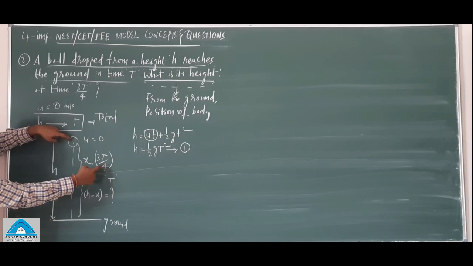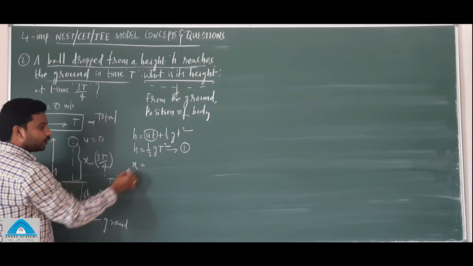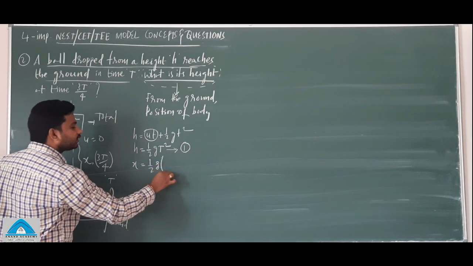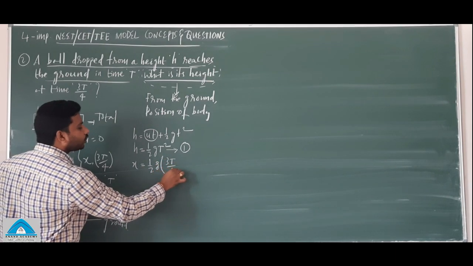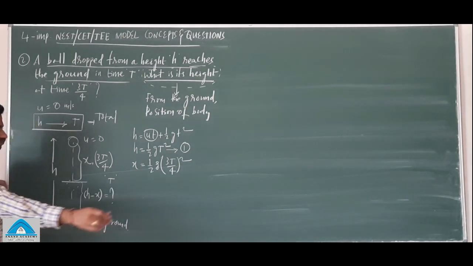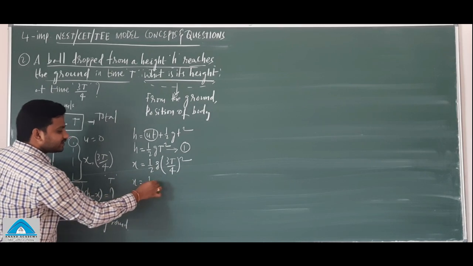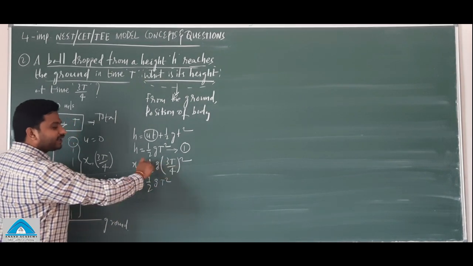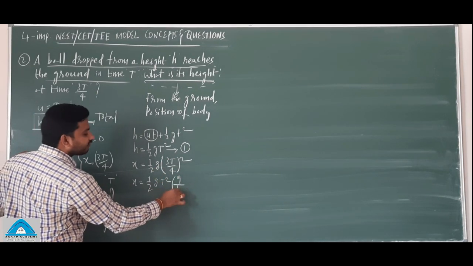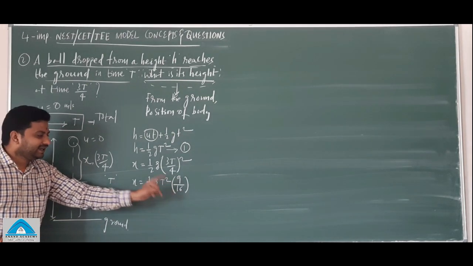In 3t by 4, the distance traveled by it is x. So I can write x is equal to half into g into t square. What is t square here? It is 3t by 4 whole square. Now, x is equal to half into g into, outside, 3 square is 9 by 4 square is 16, so 9 by 16.